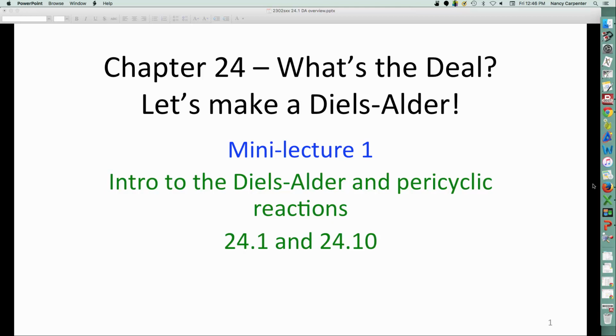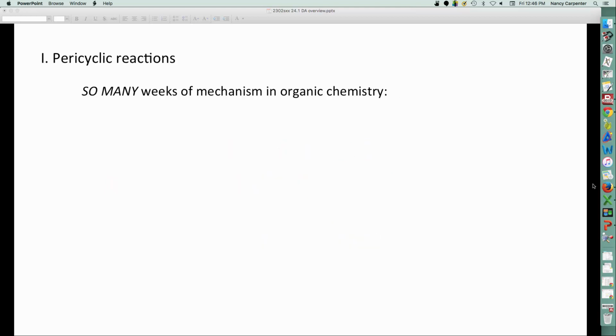Completely different. Chapter 24, Pericyclic Reactions and the Diels-Alder. What's up with that? Well, it's wildly different from what we've been looking at so far. Pericyclic reactions fly in the face of what we've learned so far. After all, we've learned nucleophile and electrophile over and over and over again.